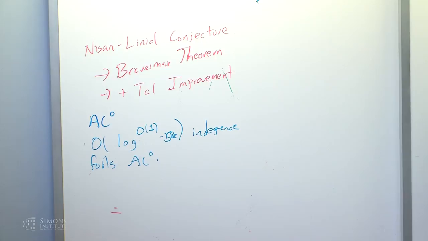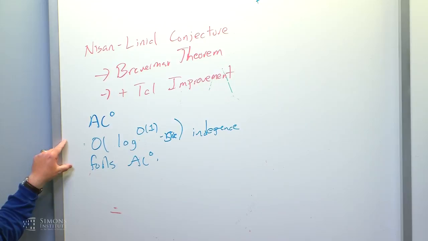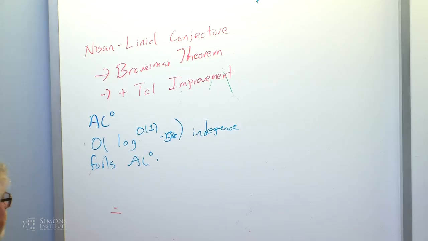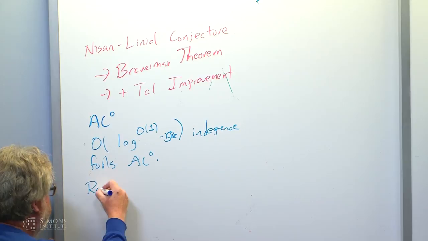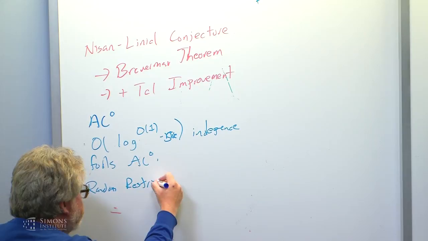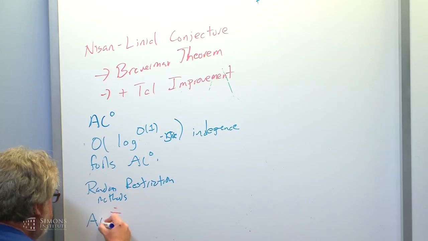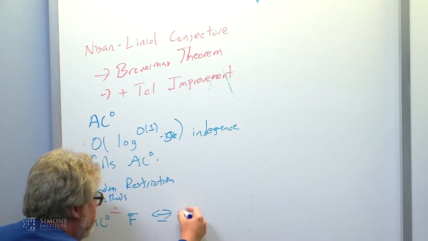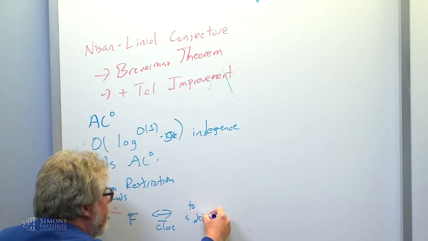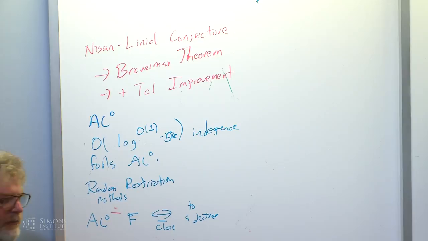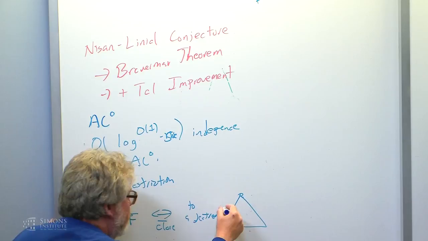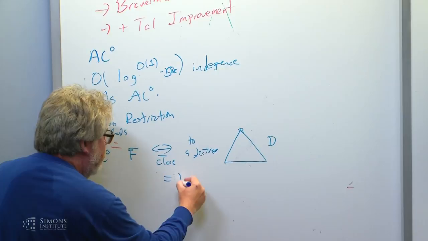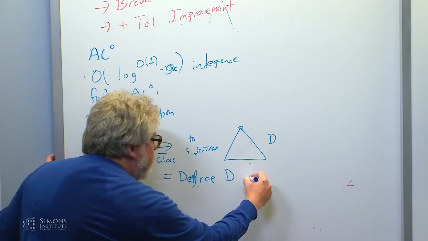So, the intuition is already kind of clear from what Ben was saying yesterday, because what the random restriction methods tell us is that an AC0 formula F is kind of close to a decision tree. Once you do anything to it, it becomes a small depth decision tree. And a depth D decision tree you can write directly as a degree D polynomial.